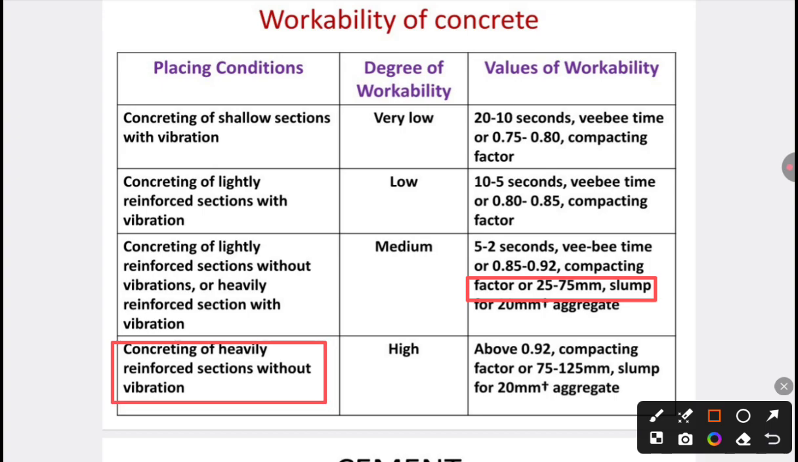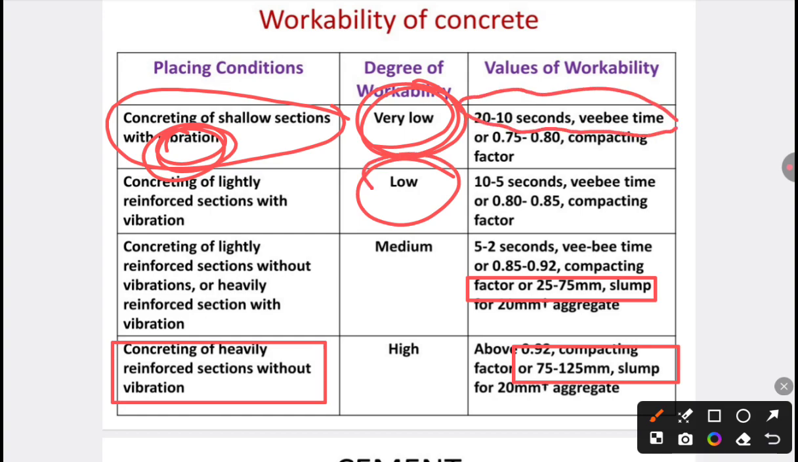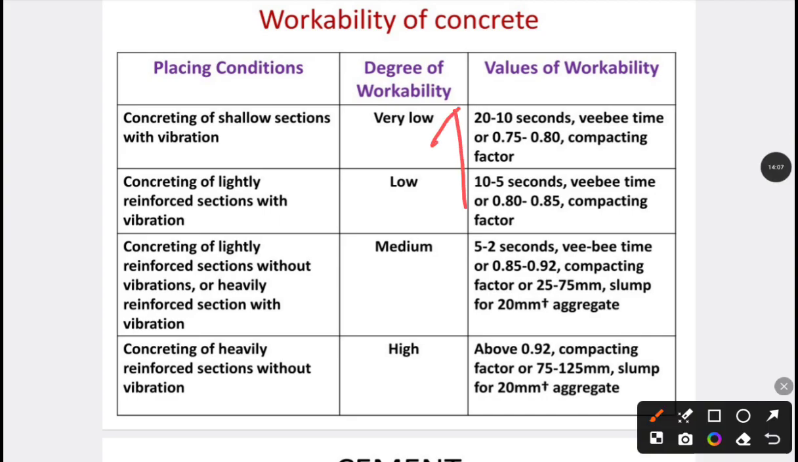The high degree of workability is where concrete is used in a heavily reinforced section without vibration. If we are not using vibrators, then the compacting factor will continuously increase, and the slump value will continue to increase. In this slide what we learn is that if we are using vibrators, the section will have very low or low degree of workability, and the VB consistometer will give some value in seconds. And the most important is that the workability of these two is much better than these two.